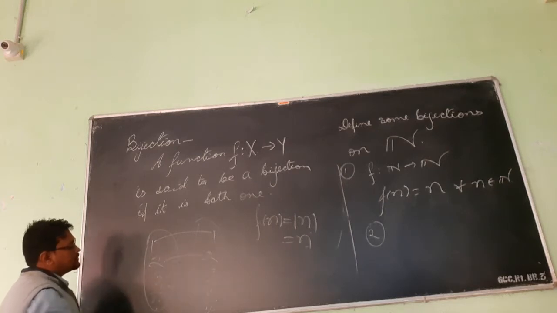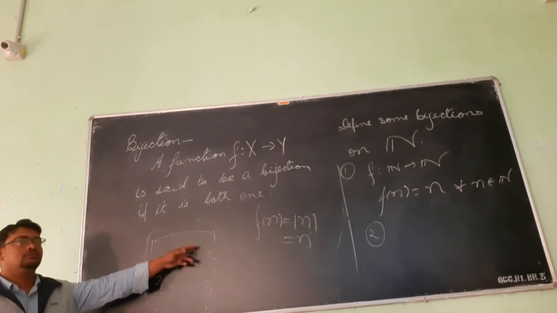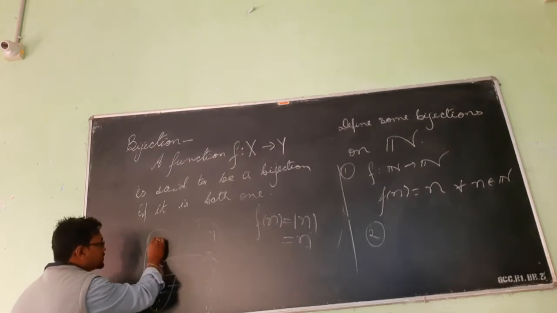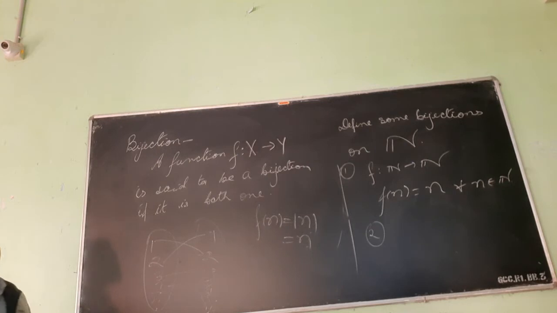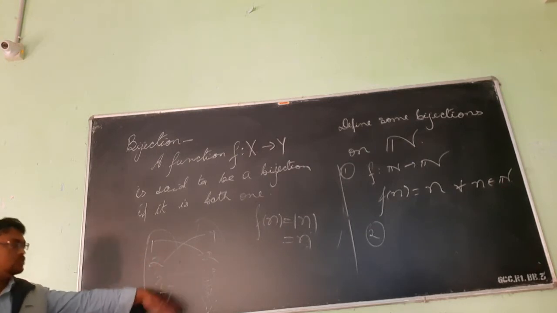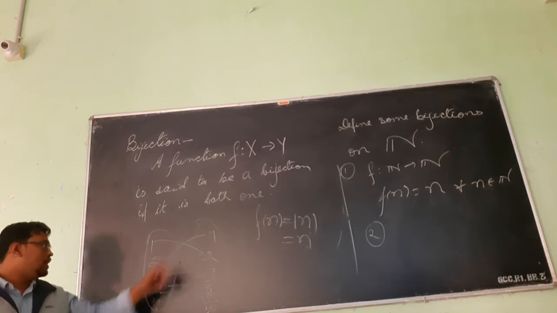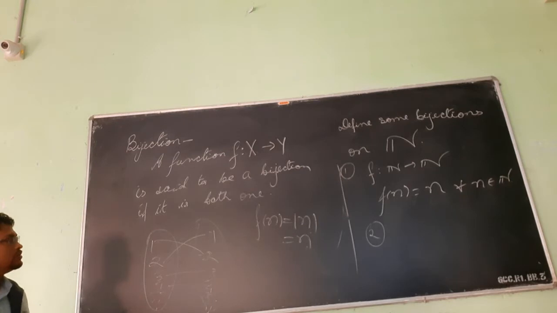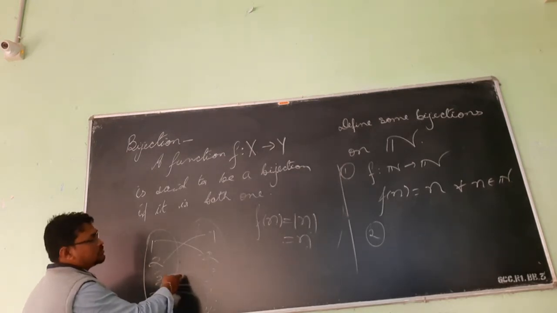Change the diagram, probably. 1 goes to 2. Here 1 goes to 1, so just change that: 1 goes to 2. Okay, so you get a different function. 1 goes to 2 and 2 goes to 1. So this is another function, and everything else goes to itself. f(1) is 2, f(2) is 1, and everything else is fixed, f(n) equal to n. So we get a different function, which is also one-one.